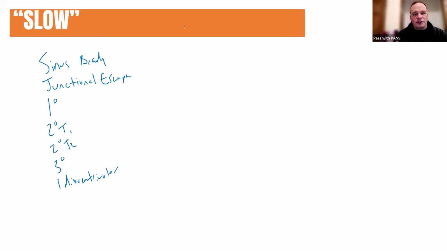So these are my slow rhythms. My patient has to be in one of these rhythms, and they have to be symptomatic before I really care to do anything. Now, from this perspective, I'm going to further separate these rhythms out into two different groups, and I'll talk about why.